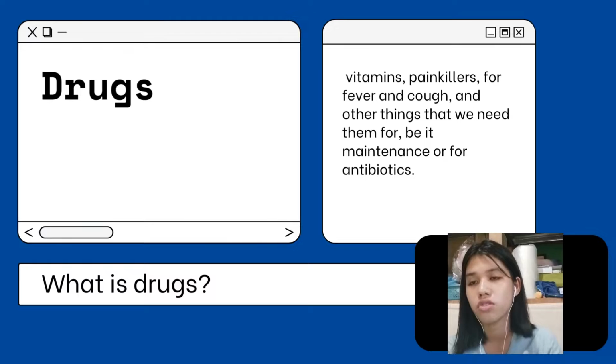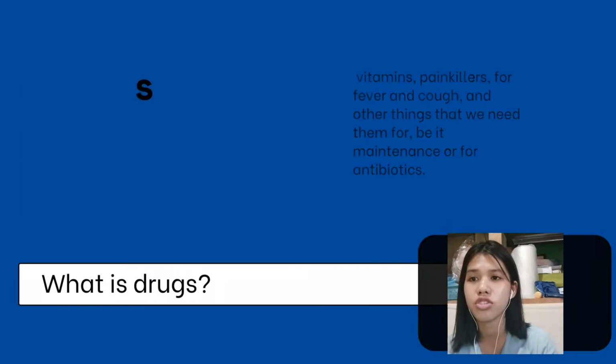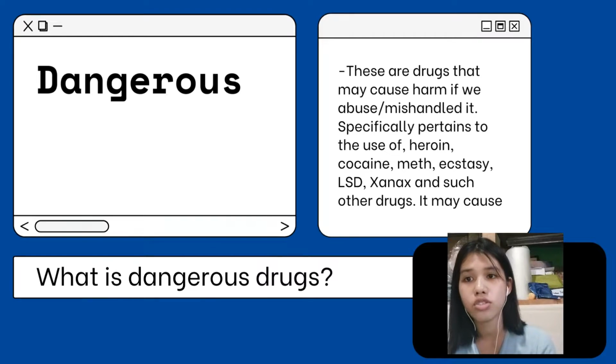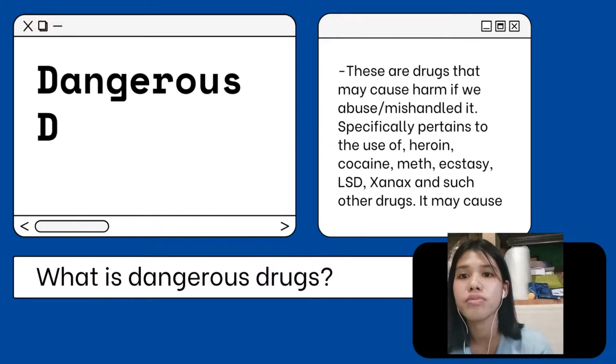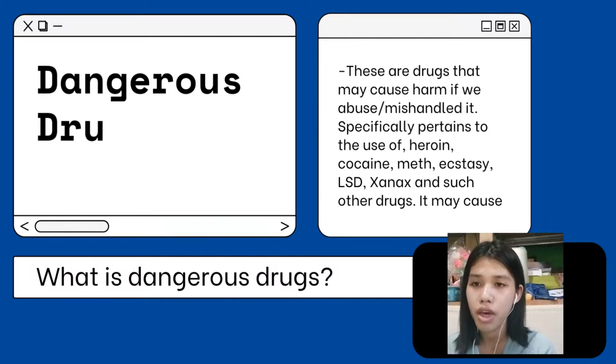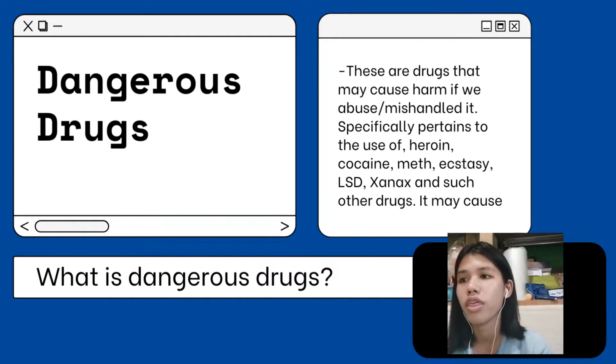What are drugs? Drugs are the medicines that we take, or the painkillers that we take for headaches or body fatigue, or the medicines that we take for our fever and cough in order to subdue them, and the other things that we need them for, be it our maintenance or antibiotics for certain medical conditions. But what are dangerous drugs? Dangerous drugs pertain to the use of illegal or legal drugs that may cause harm if we abuse or mishandle them. Specifically, they pertain to the use of heroin, cocaine, meth, ecstasy, and so on and so forth.